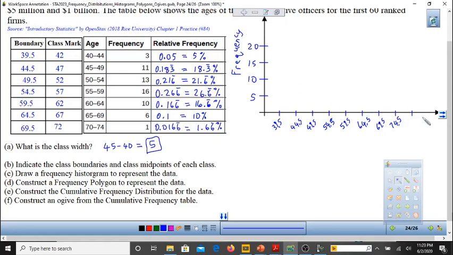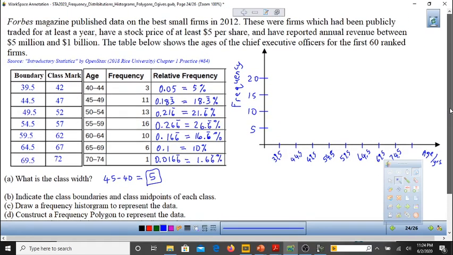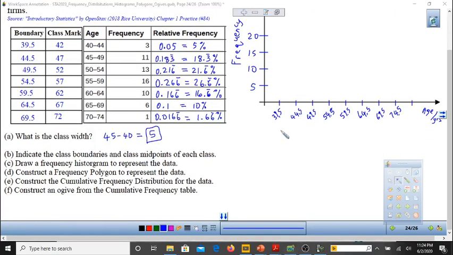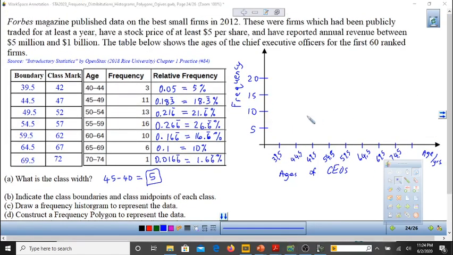And this is the age in years. And of course, the column is ages of chief executive officers, ages of CEOs. And I'm going to leave the rest blank because of time and space. Now we're ready to draw our histograms.